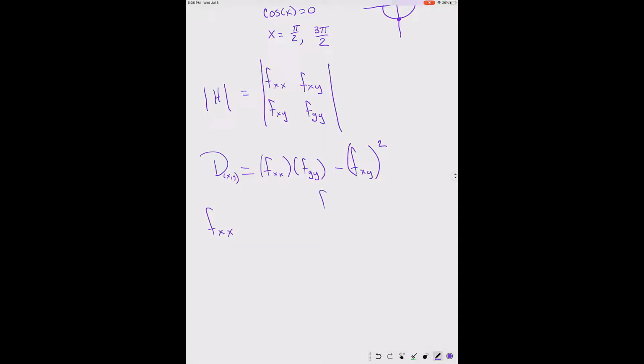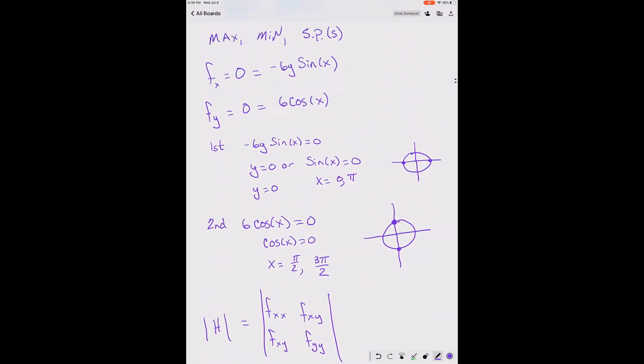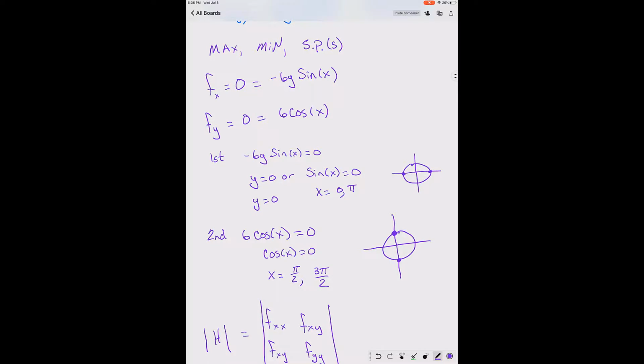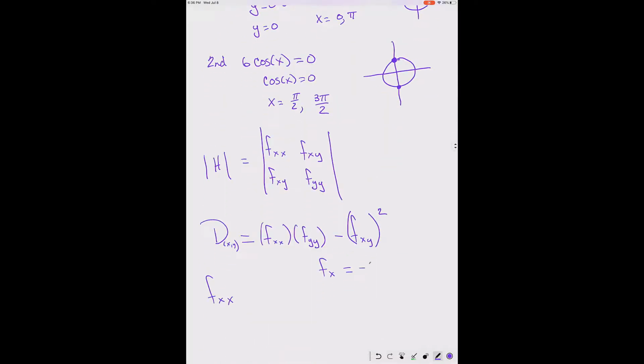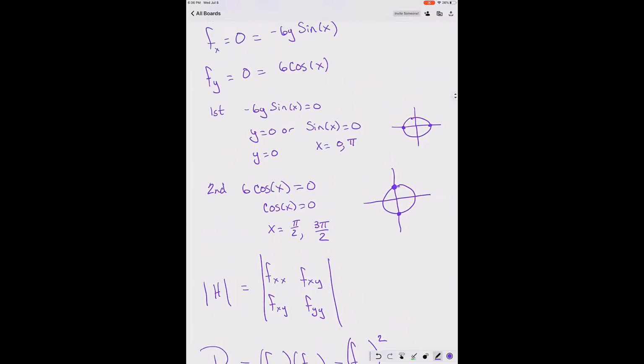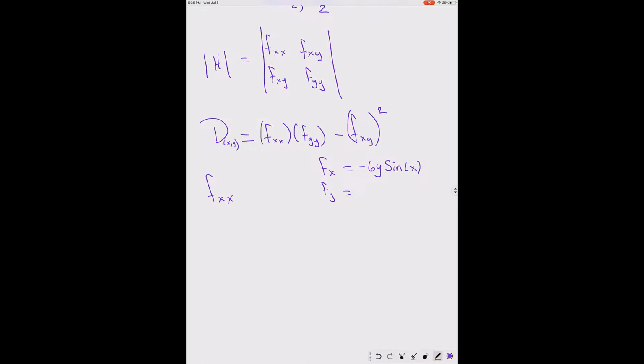So I'm going to make a little chart over here so I don't forget. The first derivative with respect to x, well, I've already done that, and that is negative 6 times y times sine of x. And the first derivative with respect to y is 6 times cosine of x.